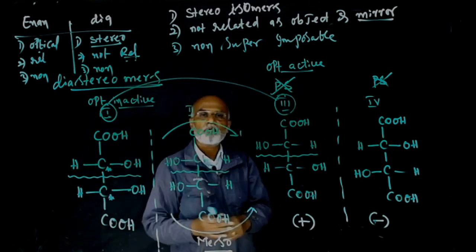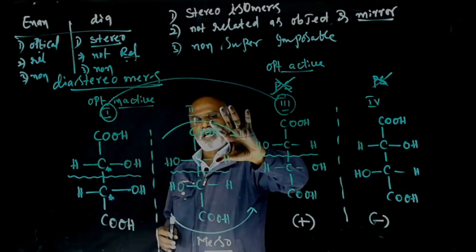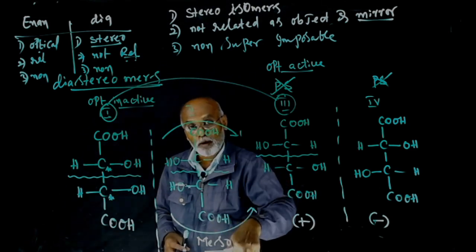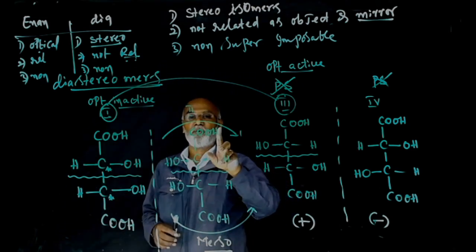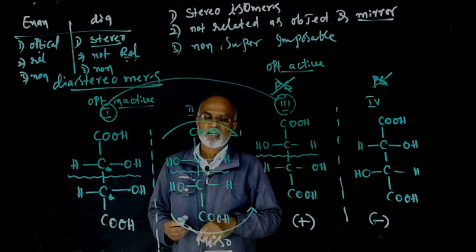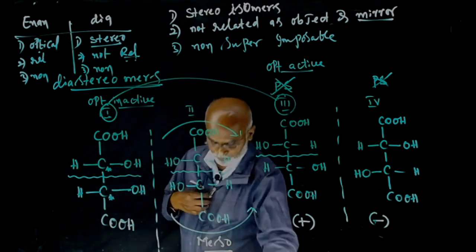Mesoisomers are optically inactive due to internal compensation. It is because the rotation caused by half of the molecule is compensated by another half of the same molecule. Okay, let me stop at this stage and let me continue the remaining part in the next class. Thank you.